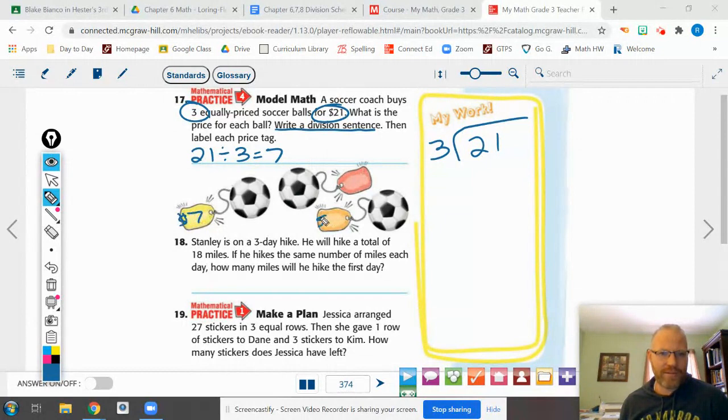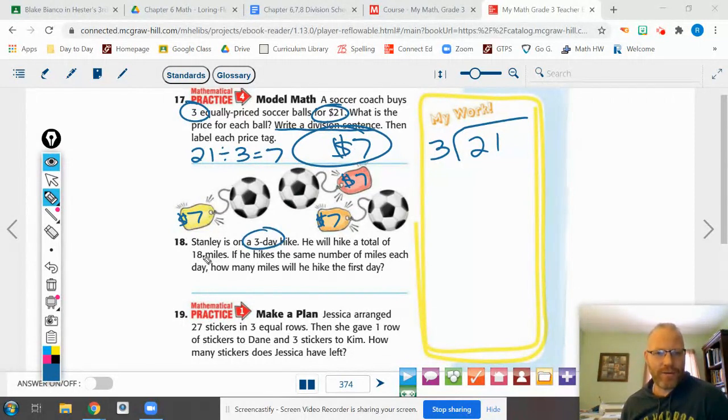So we have to make sure there's a dollar sign, because if you just put 7, then you could say, oh, well, we could just buy it with 7, I don't know, pieces of pizza, or 7 shoelaces. You can just buy it with whatever. So make sure you put the dollar sign to show that it's $7. All right. So the price of each ball is $7. That's our answer.